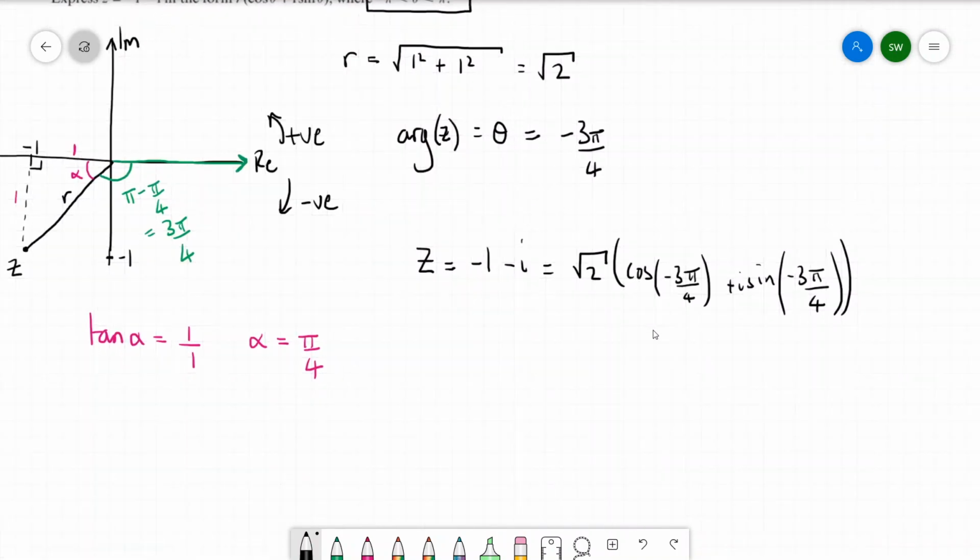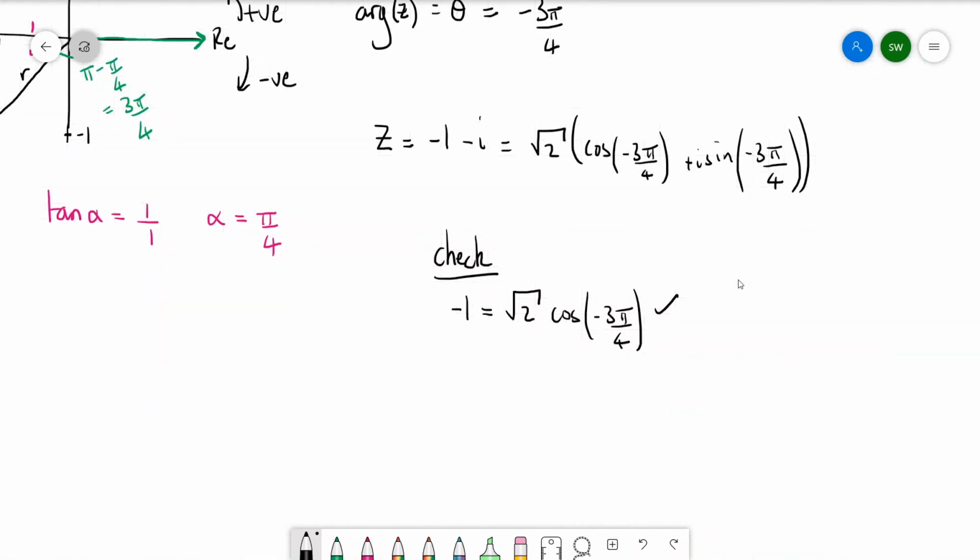And the way that you can check this works is just check that if you expand this out, then you get the real part and the imaginary part correct. So for the real part, we want to check that -1 is equal to √2 times cos of minus 3pi/4, which it is. And we want to check that the coefficient of i is correct on the right hand side. So we want to check that -1 is equal to √2 sine of minus 3pi/4, which it is. So we've got the real part correct and the imaginary part correct.